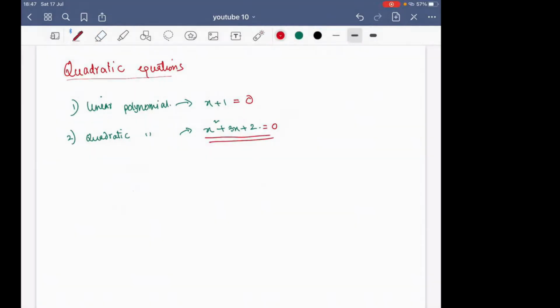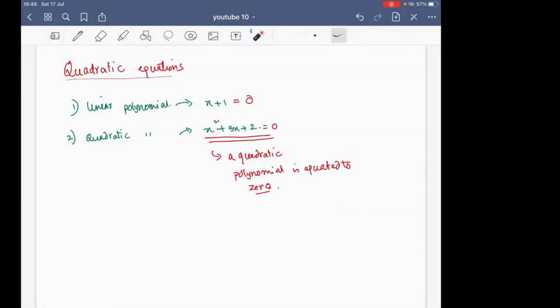What do we see in this type of equation? A quadratic equation is a quadratic polynomial equated to 0. So here a quadratic polynomial is equated to 0. You already have the idea of what a quadratic polynomial means, right? That means the highest power of the variable should be 2.